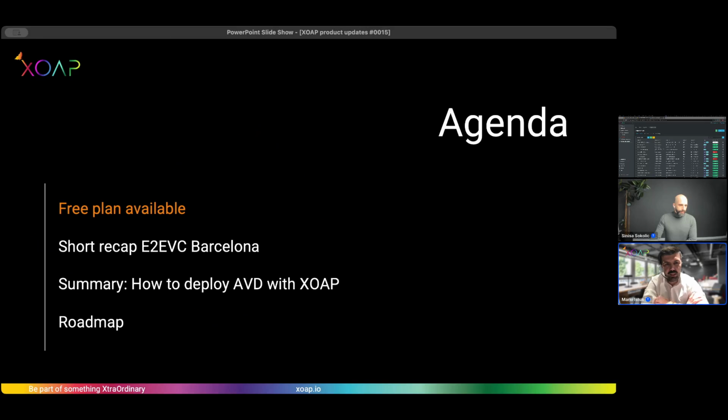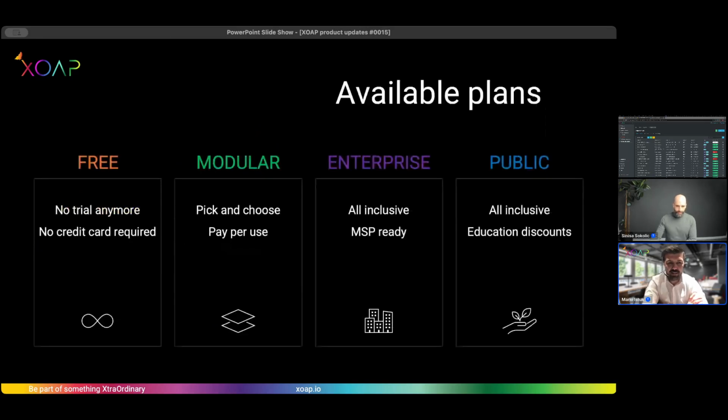But let's begin with our new plans. We have dropped the trial. That means if you create an XOAP account, it is a free account. It's a free plan, so you can use MyXOAP with lifetime access. You do not have to add any credit card over here. On the next point, we have this modular plan. That means pick and choose the module you would like to use and pay as you use.